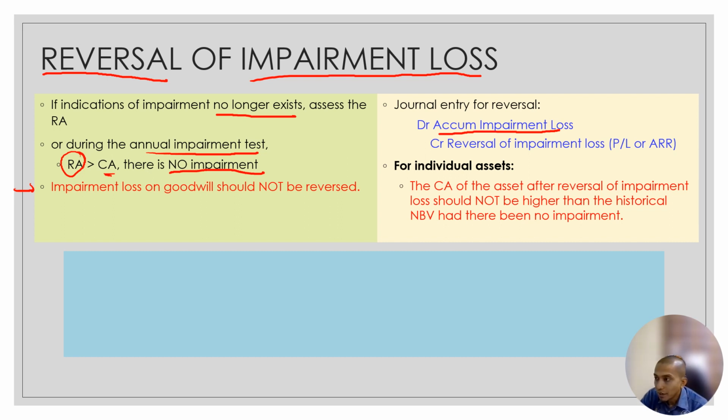For an individual asset, the carrying amount of the asset after reversal of impairment loss should not be higher than the historical net book value had there been no impairment. This is the step. We also need to calculate to make sure that what we reverse cannot be higher than the amount without impairment.